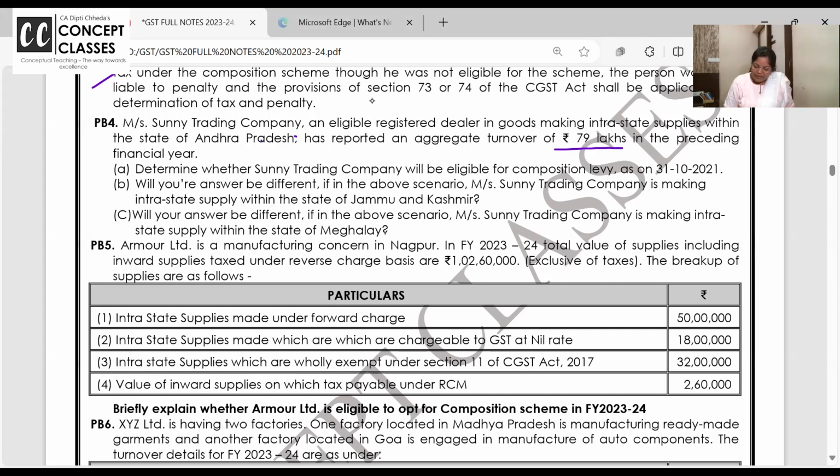Okay. Preceding financial year, what was the turnover? 79 lakh. This is 31st October. This year the date will come as 23. Every 6 months we have to change the dates, the rates. Very difficult. So somewhere something gets left, and we have to change it.